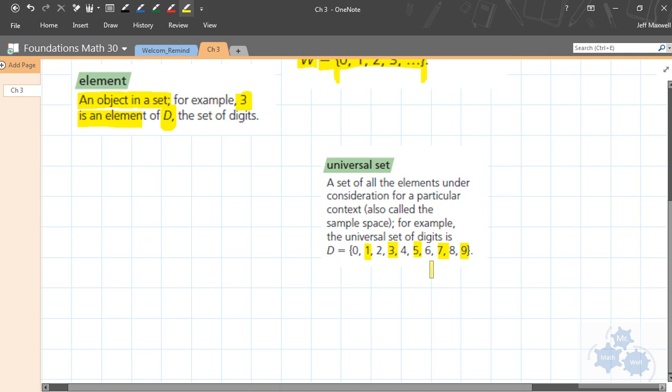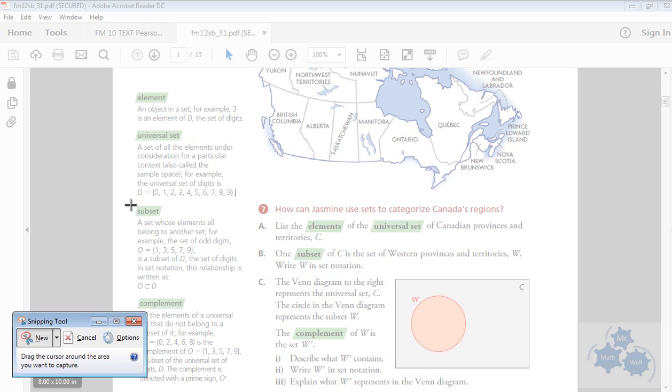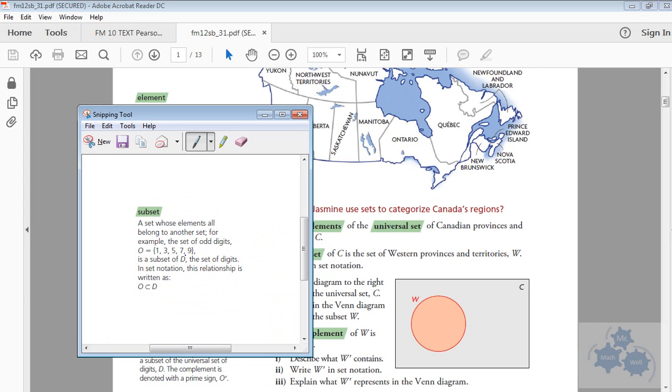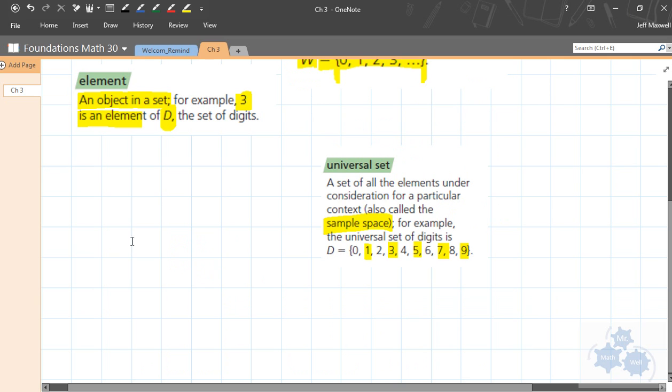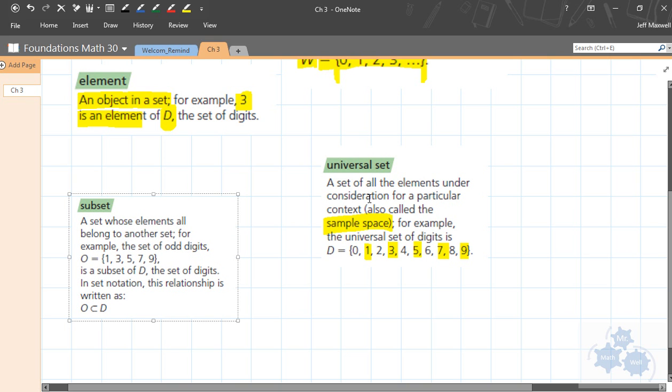So inside the universal set, and think universal, the whole universe, encompassing everything, we would have subsets. Okay, so all the elements under consideration for a particular context, also called sample space. If you remember the phrase sample space from years past, that's a similar thing. As I mentioned here, we do have this subset right here. The subset is a set that's basically within the universal set, a set whose elements all belong to another set. So if we're talking about the universal set, the odd numbers would be a subset.